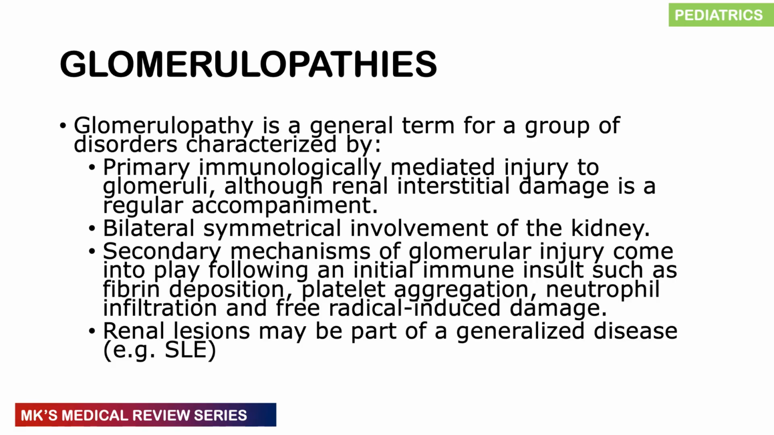The third thing is that there may be some secondary mechanisms that may cause injury to the glomeruli. For example, an initial immune insult can happen, and then something happens after it. For example, you begin to deposit fibrin afterwards. Platelets begin to aggregate. Neutrophils can infiltrate those tissues. Free radicals can actually form.